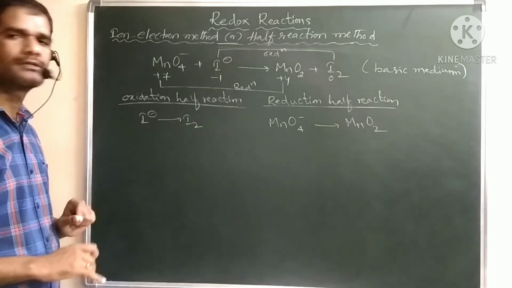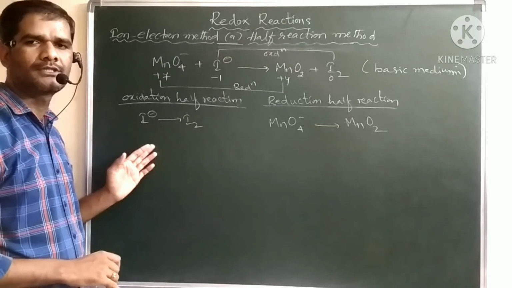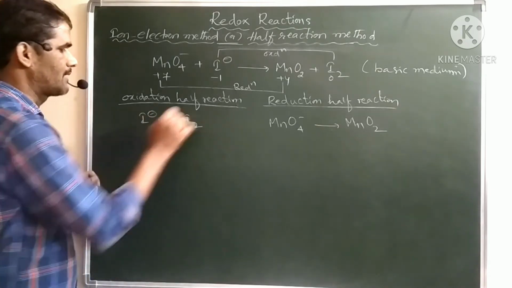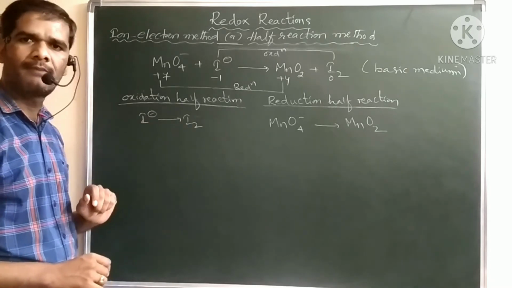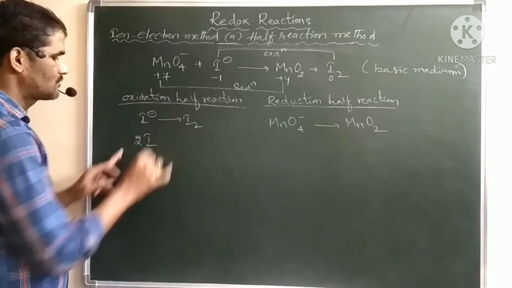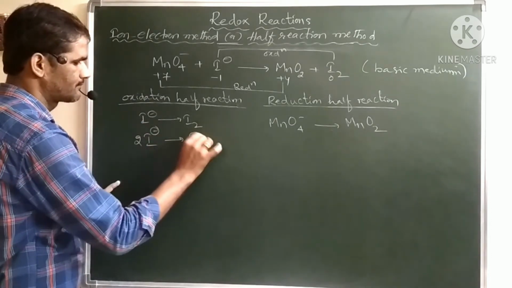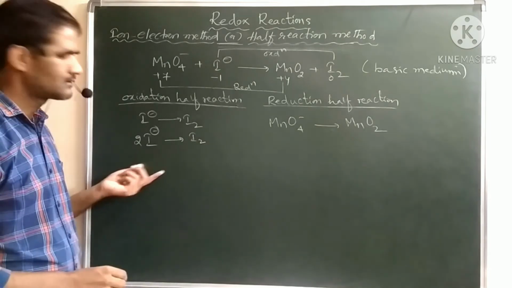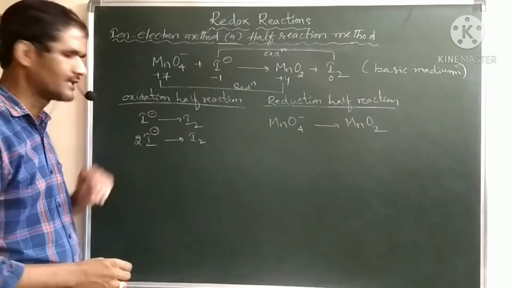First we will balance the oxidation reaction. Again the same steps. Elemental balance, oxygen, hydrogen. Elemental balance. Here 1 iodine, here 2 iodine. So here elements are not balanced. So to balance this iodine, just multiply this with 2 minus. Now 2 I minus will give I2. Elements are balanced. So here no hydrogen, no oxygen. So no need to balance the oxygen and hydrogen in this case.